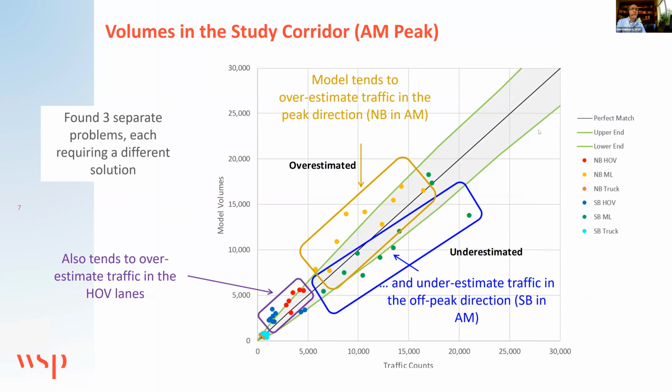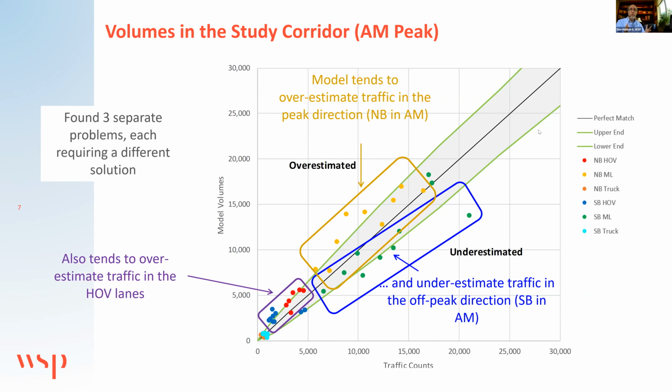So diving in a little bit deeper, what you see here is a graph where the modeled volumes are the vertical axis and the traffic counts are the horizontal axis. We color coded the points to show the different parts of the facility. For example, the red dots are the northbound HOV lanes. The amber dots are the northbound main line. The darker dots are the northbound truck volumes. The blue dots are the southbound HOV lanes. The green dots are the southbound main line.